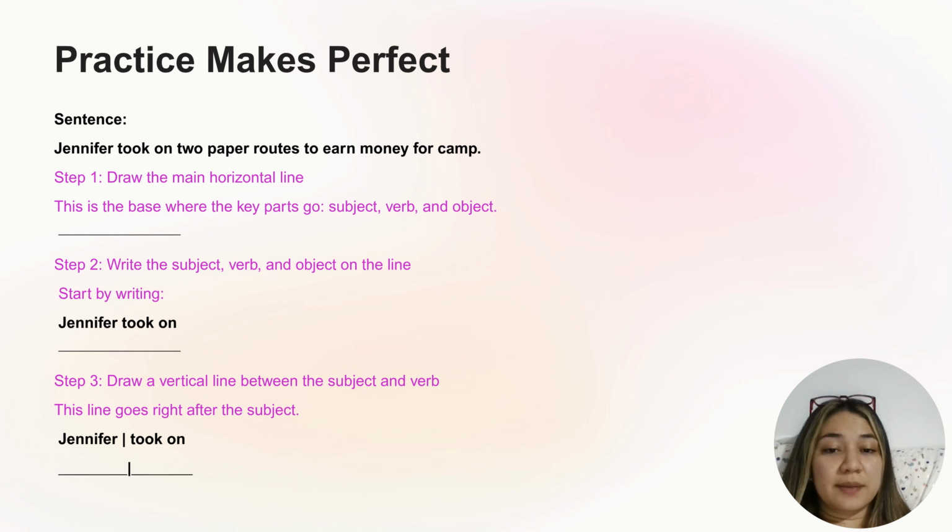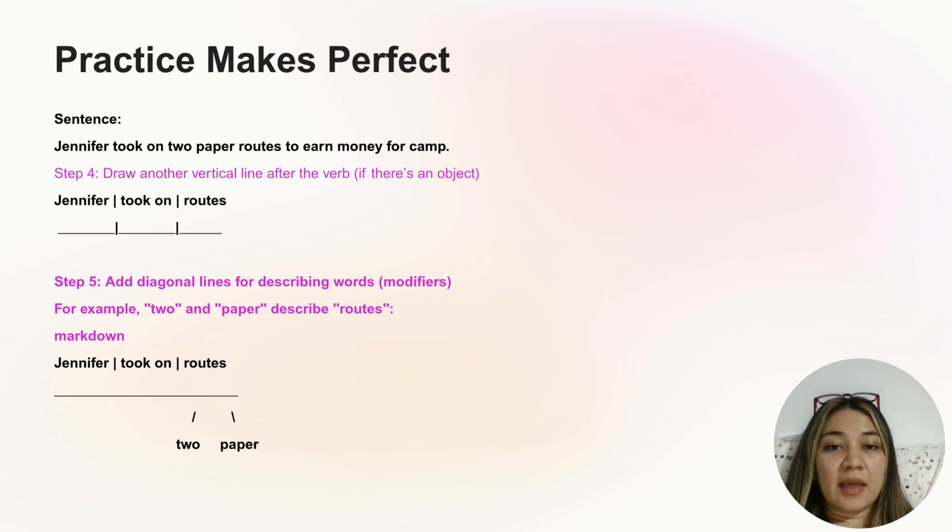Step three is to draw a vertical line between the subject and the verb. In this case, we are going to separate the words with a vertical line, right? Like in the example.